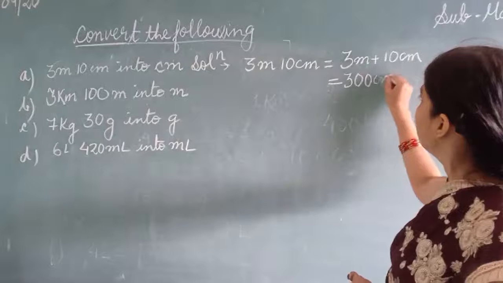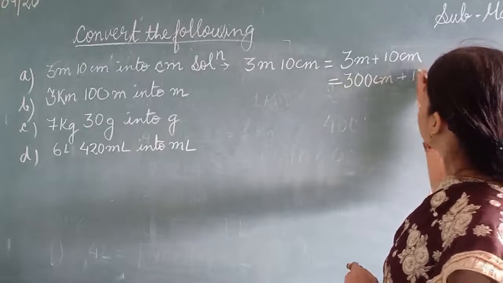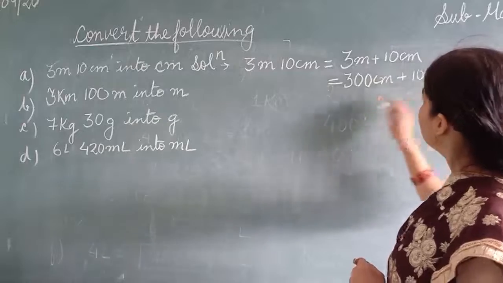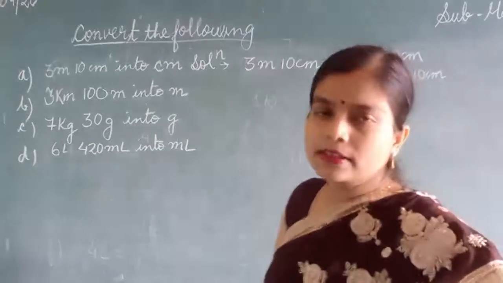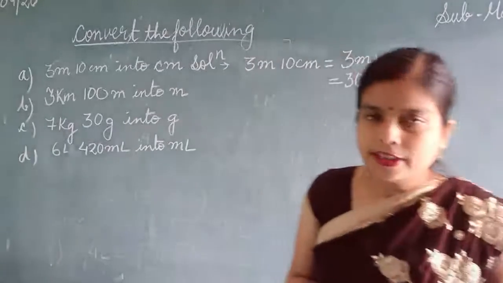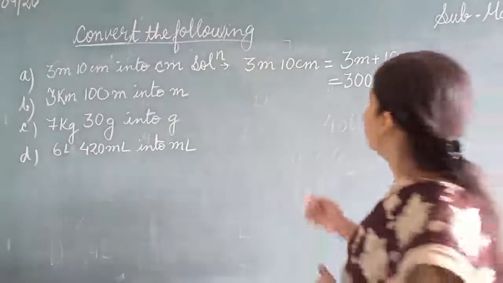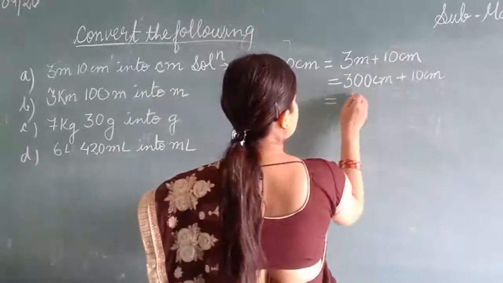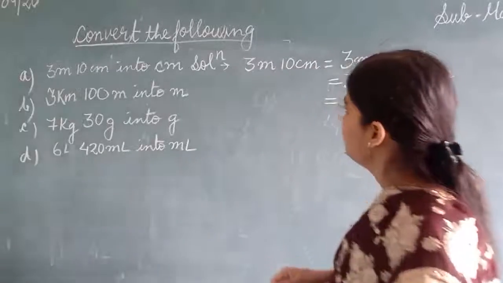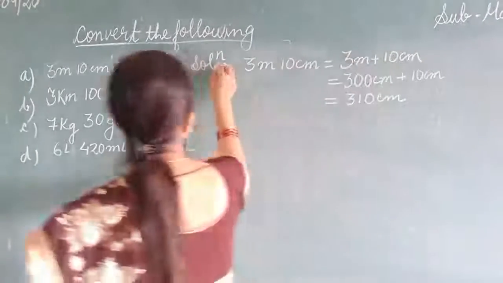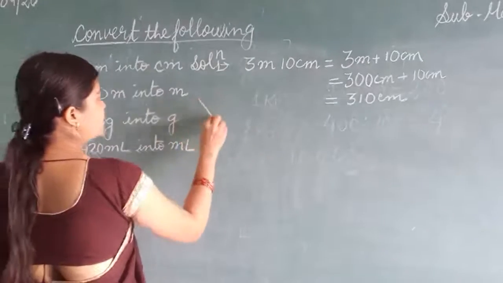So here it is 300 centimeter plus 10 centimeter. Now you know the addition of 300 plus 10, what will it be? 300 plus 10 will be 310. We know this already. So here it will be 310 centimeter. That is question number 1, we have completed. Now we are taking question number 2.